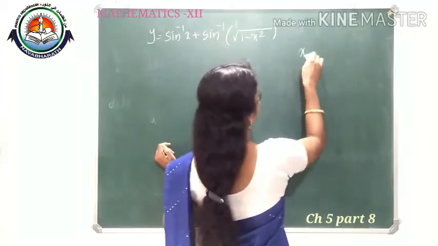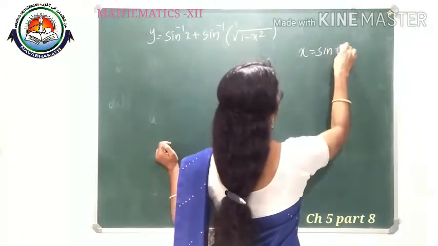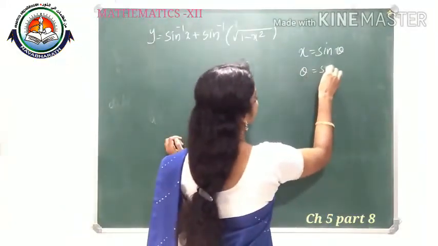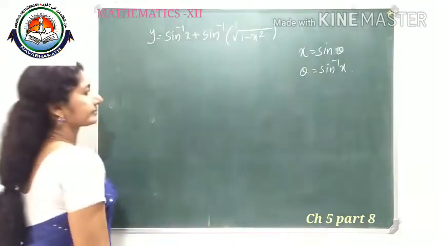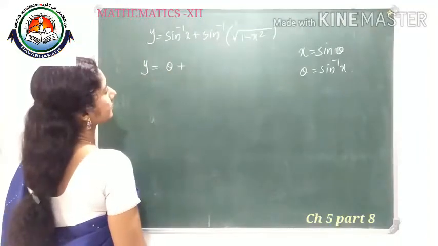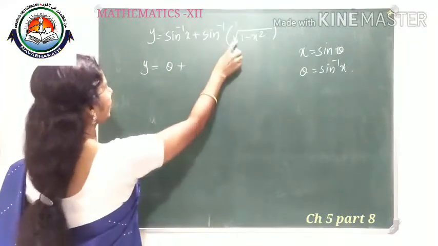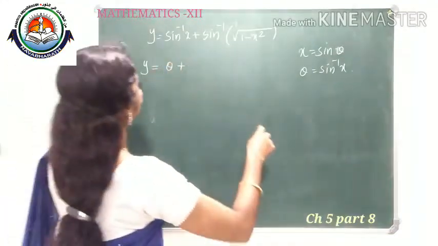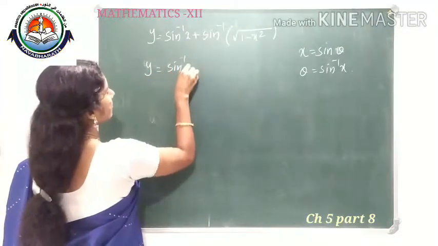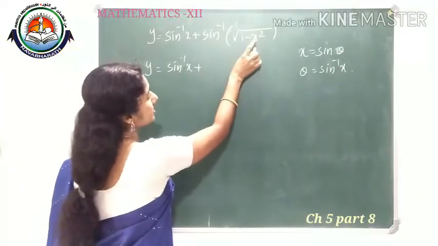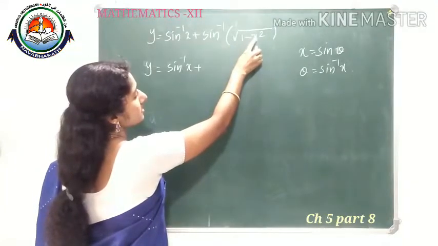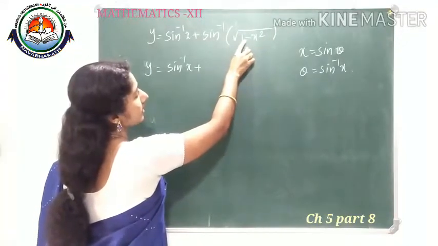So put x equal to sin theta in this result. So what will theta be? Theta equal to sin inverse of x. Here we need the simplification. So y equal to sin inverse of x plus sin inverse of root of 1 minus x square. Here x we are substituting as sin theta. So root of 1 minus sin square theta, so we are getting cos square theta.